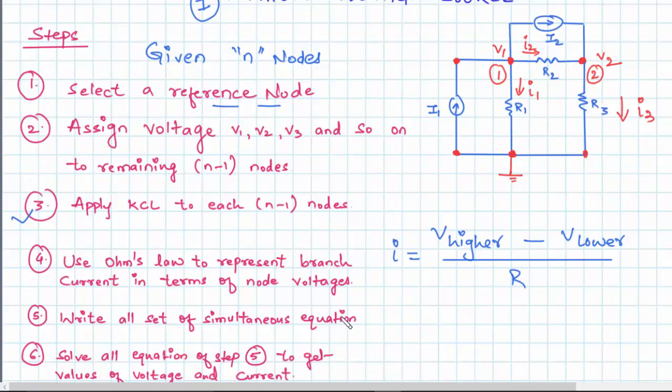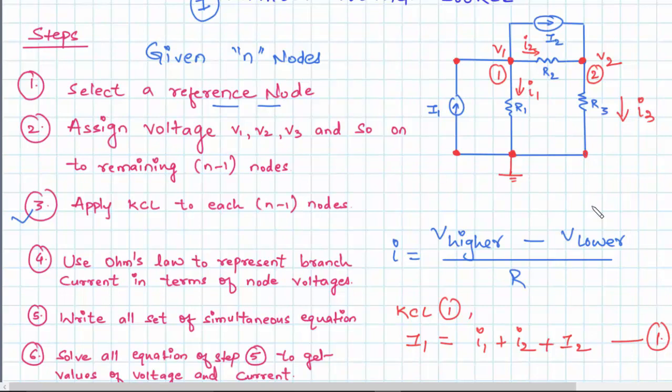So let's apply KCL at node 1. I'll quickly write over here KCL at node 1. See that I1 is entering node 1, and small i1 and small i2 are leaving node 1, along with capital I2. So I can write it as I1 equals small i1 plus small i2 plus capital I2. So let's say this is equation 1.